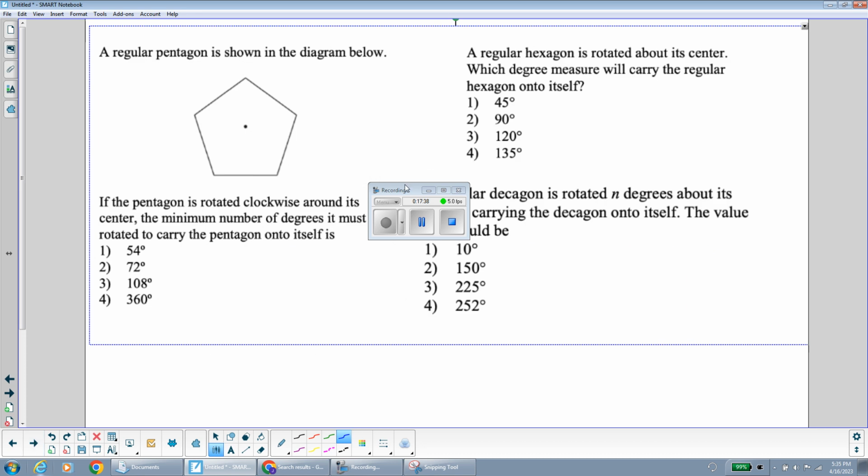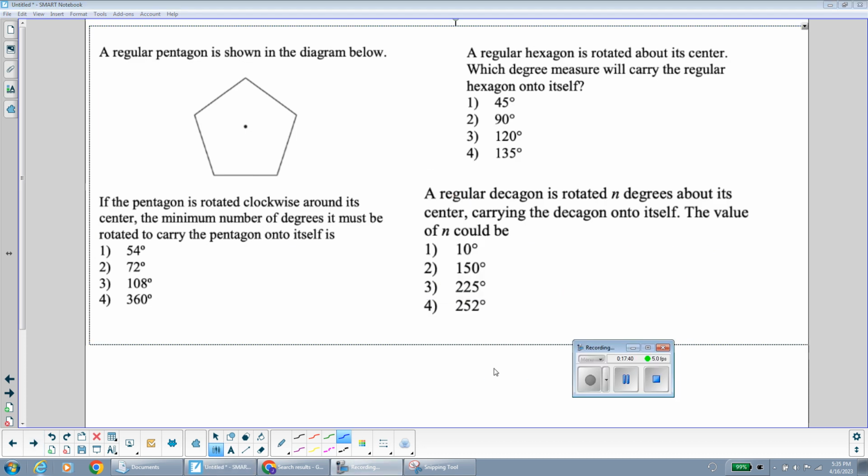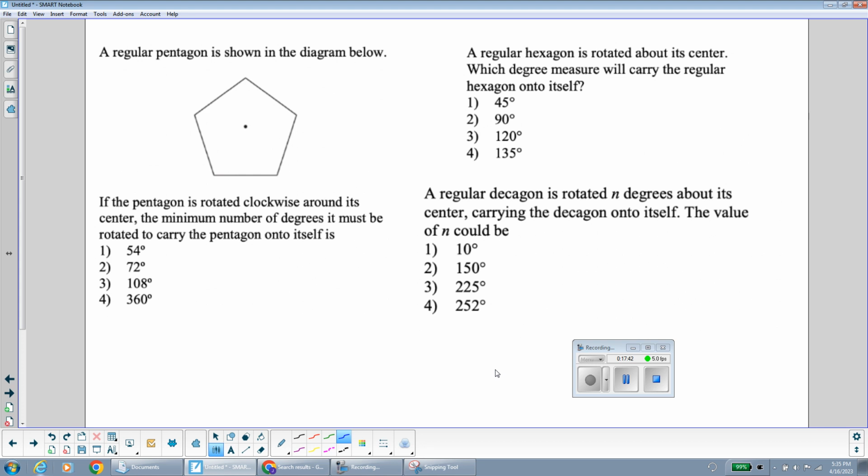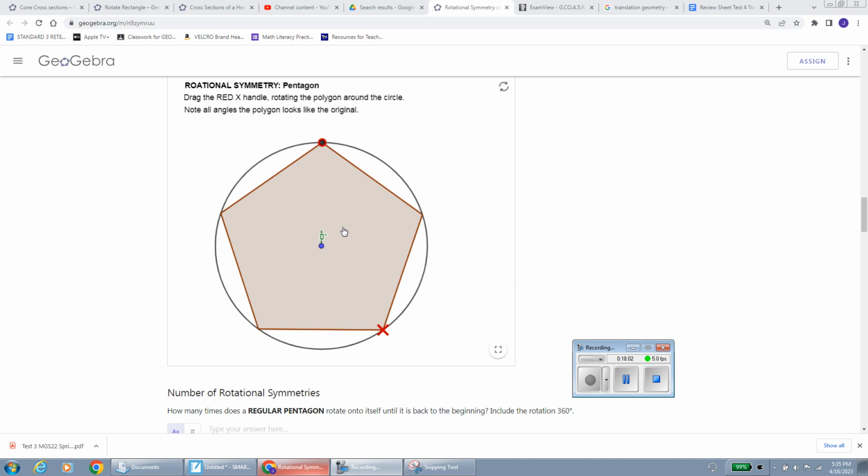Okay, the last thing we're going to talk about in this video is rotational symmetry, which means rotating a figure so that it looks like itself, so that it maps back onto itself. So here we have a pentagon, and it says if it's rotated clockwise around its center, what is the minimum number of degrees to make the pentagon look like itself? So here I have a pentagon just to make it look clearer.